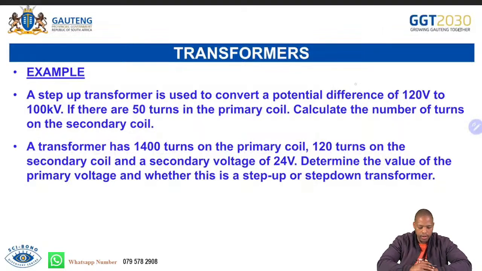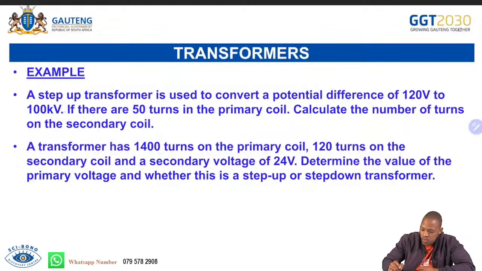Right. Let's look at the second question in our examples. It says a transformer has 1,400 turns on the primary coil, 120 turns on the secondary coil, and a secondary voltage of 24 volts. Determine the value of the primary voltage and whether this is a step up or step down transformer. So for this one, after we've determined the answer, we should also determine, was this a step up or a step down transformer? We could have done this as well with the previous one, right?